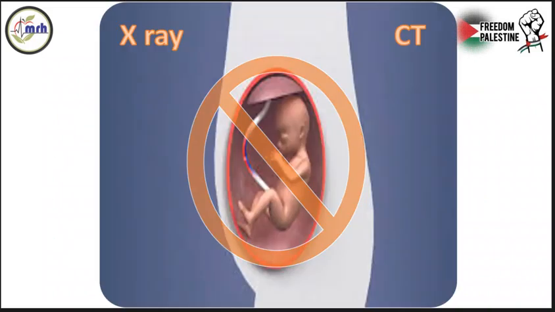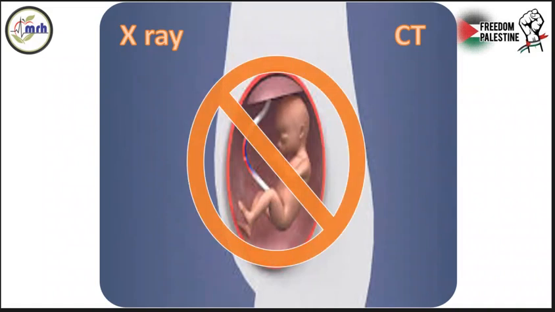Let's move to rule number zero in preparation. We must know that CT and X-ray are both ionizing radiation. What's the meaning of ionizing? Ionizing means that when this radiation hits the body, it may cause some harm. This is according to the dose of the radiation. For example, the dose of X-ray is low, while CT has a high dose of radiation.